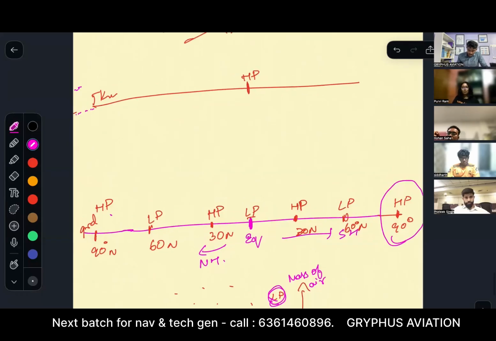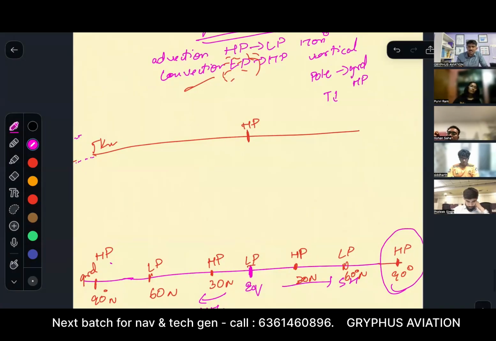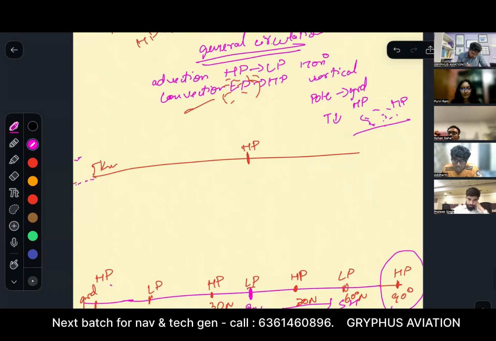What did I say? At the poles, according to this, on the ground we have high pressure. Now I will justify how it is. On the poles, you have lesser temperature. Lesser temperature means all the air molecules are confined to the ground only. If all the air molecules are confined to the ground, it means high pressure. So like that we can justify everything, but no need basically. You just remember this zigzag, that is more than enough.